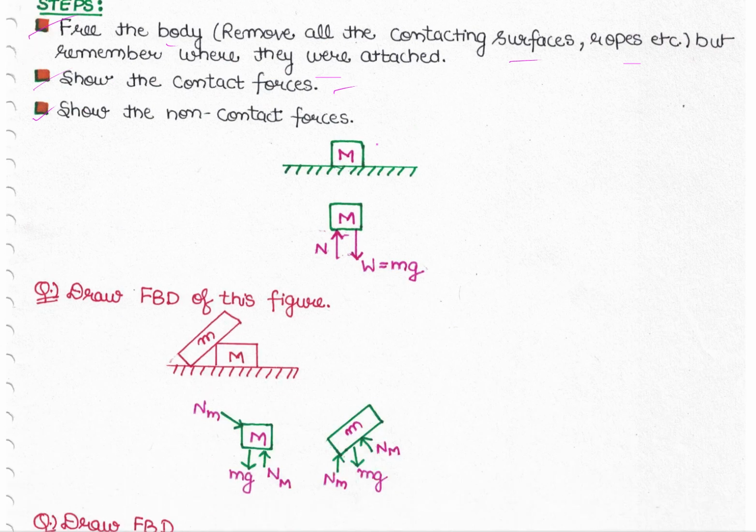So if you have a mass situated on this surface, we can draw its free body diagram. That is, we remove the surface, as this surface gives a normal force, and this mass has a weight towards the earth's center. So this is capital N, and weight W is equal to mg.